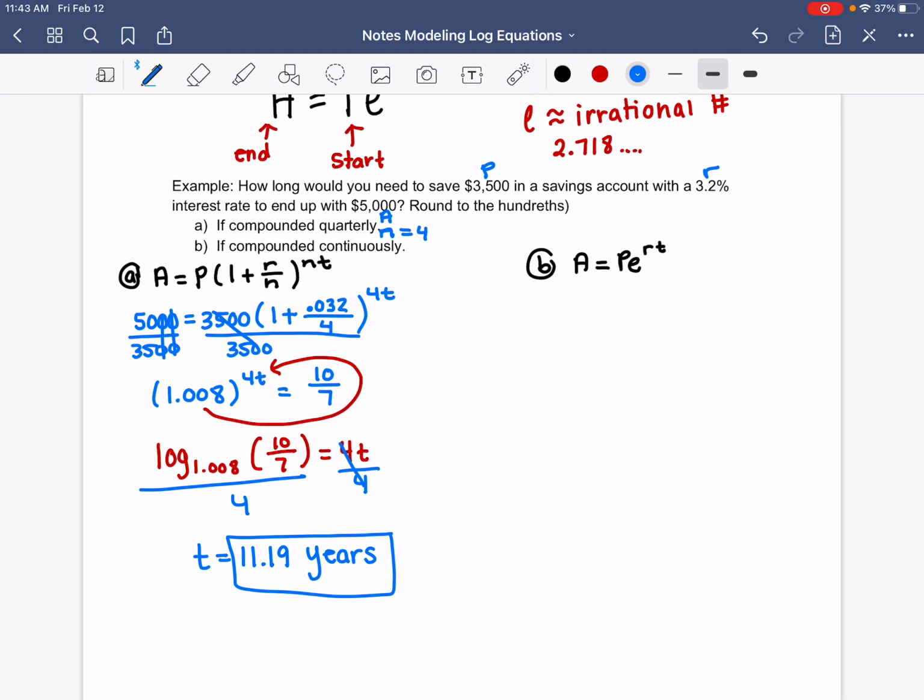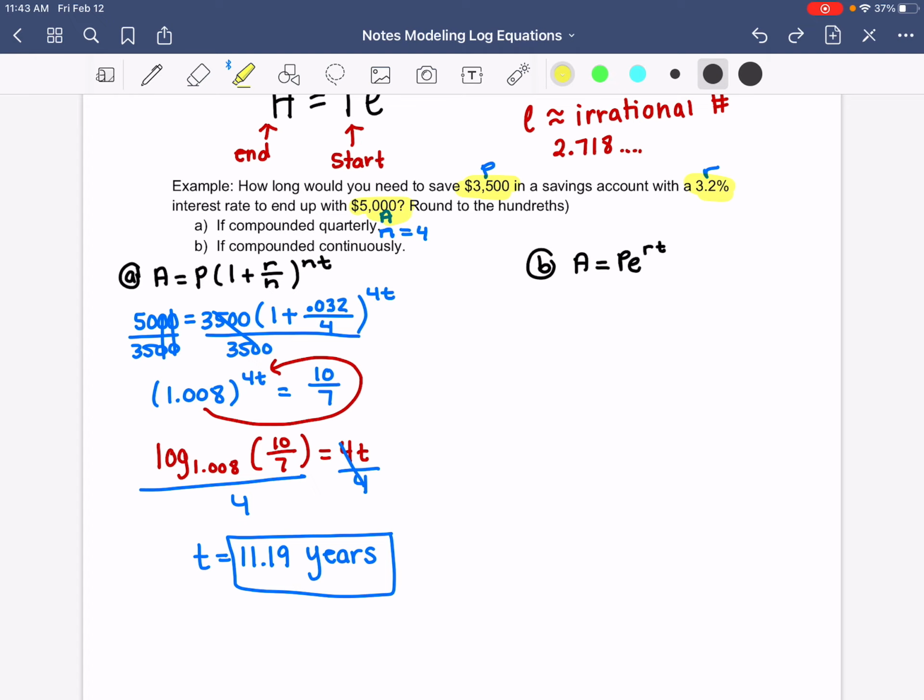So again, we took all of the key information, our starting amount, our ending amount, our rate, how many times it was compounded, and we plugged all of those numbers in. Then we got rid of what was in front of our parentheses by dividing. I put that over here, 10 over 7, and then we simplify what was in the parentheses to get 1.008, and then we did our log trick to change form so we could solve it. I have my log here, I plugged it in the calculator, I did divided by 4, and I get 11.19.